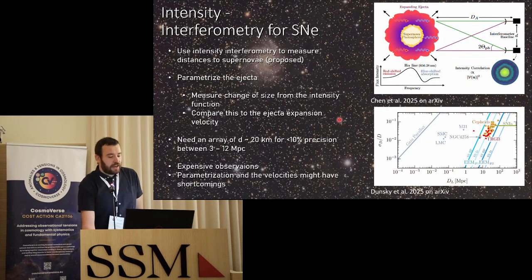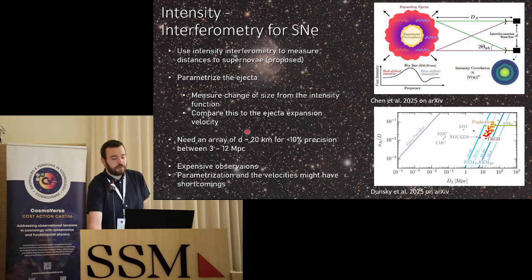They say that they need an array of about 20 kilometers to go down to 10% precision, and for this they used an optical line, so this would be optical interferometry, and this would be able to probe the very near universe, between 3 and 12 megaparsecs. So that is where the first rung of the distance ladder operates, where Cepheids and TRGB are operating today mainly. These are very expensive observations, and parameterization in high velocities and velocity estimations might have some shortcomings as well, but this is also an avenue that might work in the future.